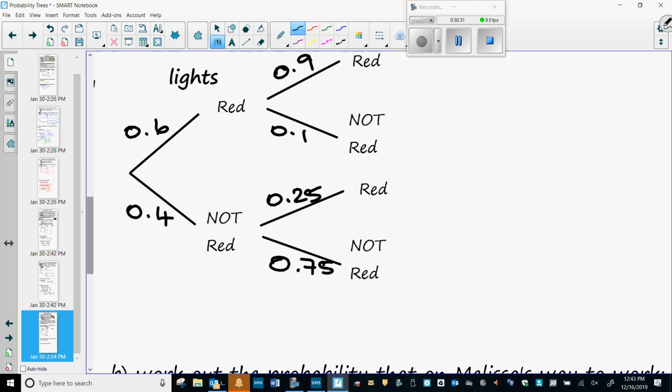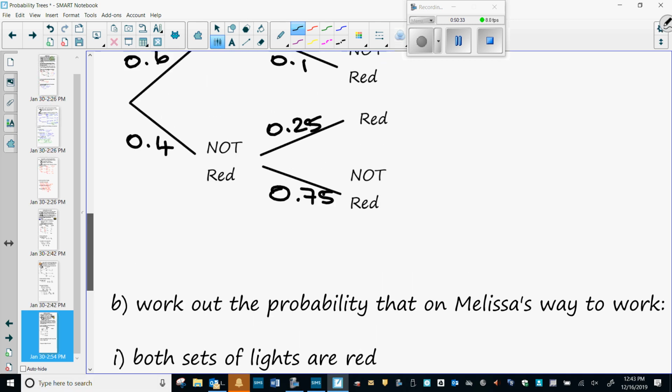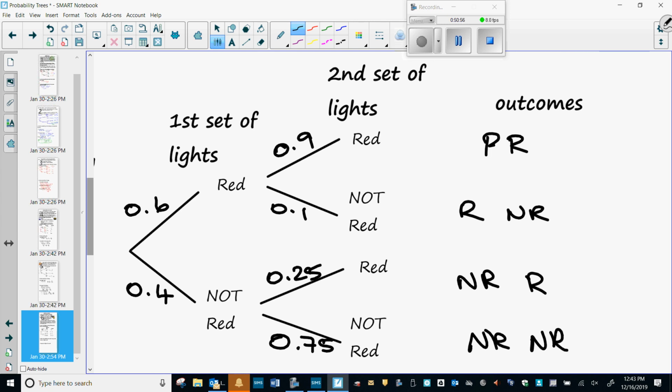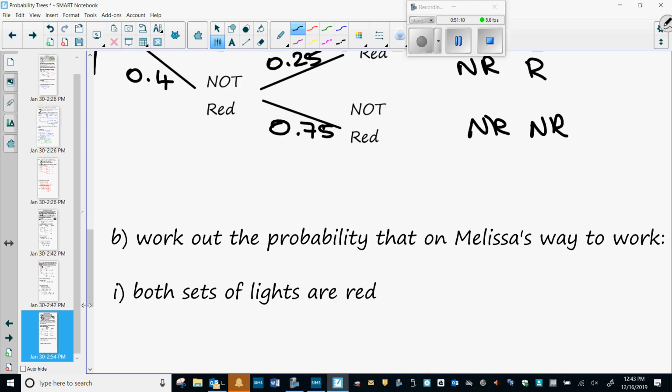It's just reading the question and pulling out the correct information. So the trees are not too bad. You just need to make sure that you're putting the correct probabilities above. Outcomes would be red, red; red, not red; not red, red; and not red, not red. The rules are the same. If you want red, red, you multiply them across. If you want several of the outcomes, you multiply each and then add them. So what does our question say? Both sets of lights red.